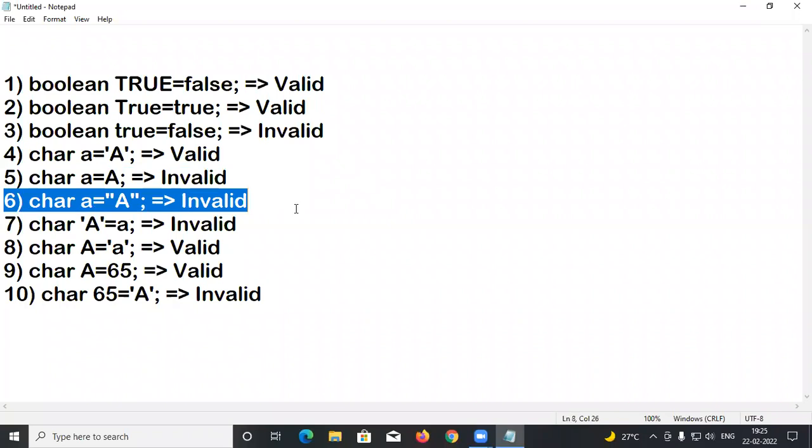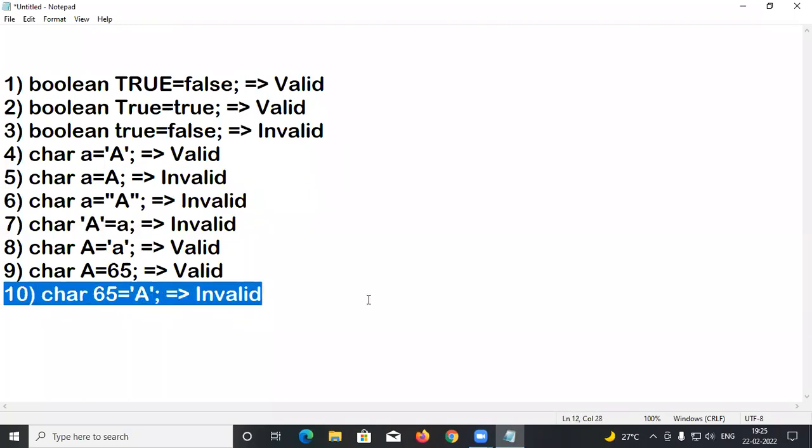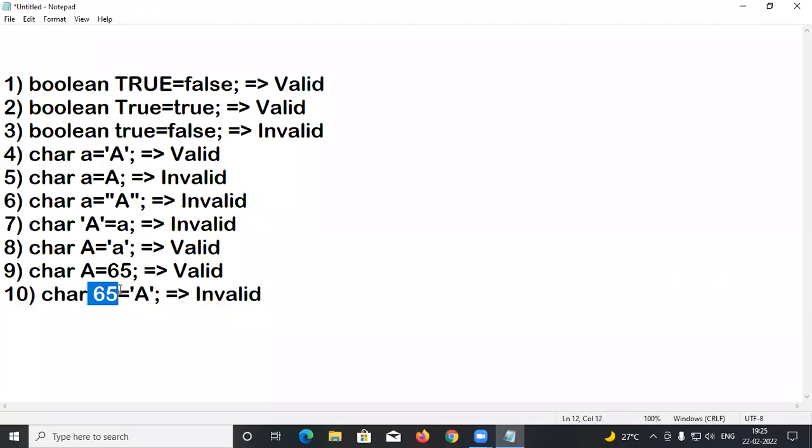Why is the sixth one not valid? Same rule, but I gave double quotes. That's why it is not valid. Why is the seventh one not valid? Here it is the identifier rule. According to the identifier rule, you should not write single quotes. Only underscore and dollar are allowed. Other symbols are not allowed. Why is the 10th one not valid? An identifier must begin with an alphabet, underscore or dollar. You cannot write a digit. Okay, note down these 10.